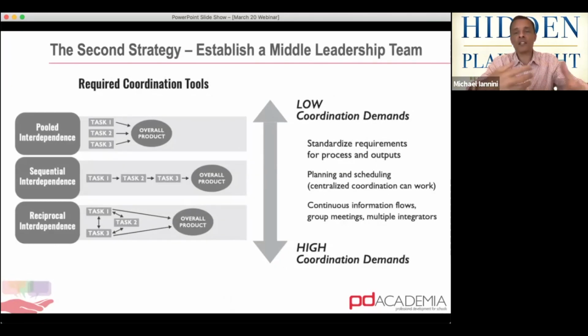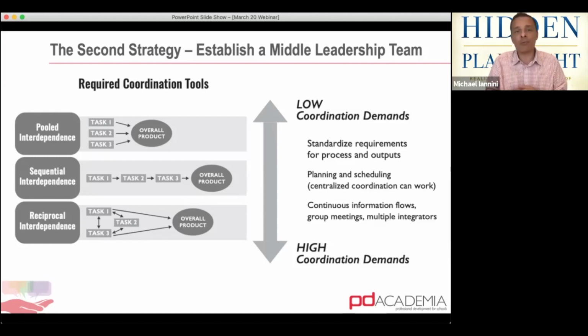And one of the things that I want to share with you about establishing a middle leadership team is that you might actually have a middle leadership team in your school that you call a team, but they're probably more like a working group. A working group would be like pooled interdependence, where your senior leader comes in, tells the middle leadership team what's going on, what they need to tell their teams and what they need to do. Then middle leaders go back to their teams, tell them what they need to do, they get it done, and they report it back to the senior leaders in a meeting.